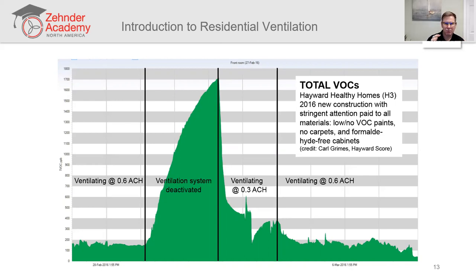Then they turned the system back on, and it ran at a more normal rate of 0.3 ACH, and they were able to drop that rate quite a bit. Somewhere in the middle of the screen there, you can see that somebody opened the door and came into the building, and so the VOCs dropped down pretty quickly, but then built up again. And then they went back to their enhanced rate of 0.6 ACH and really got the VOCs back under control. So this isn't a house where people tried really hard and still we've got a lot of VOC off-gassing. So we want to do both source control and dilution through ventilation systems.